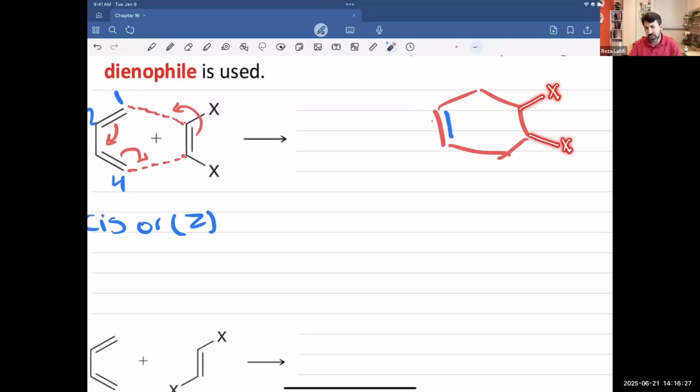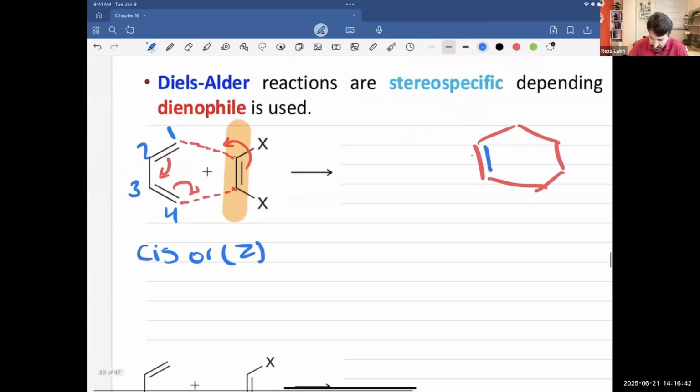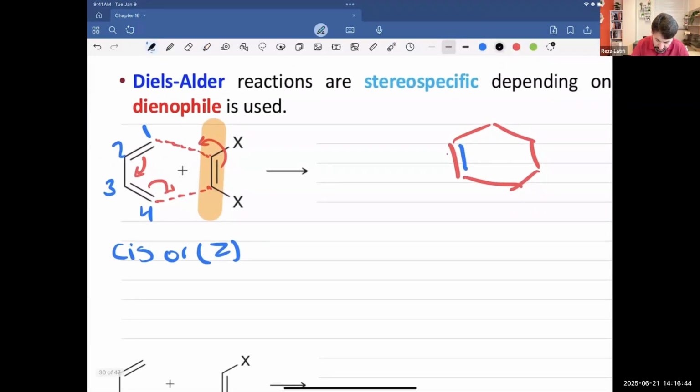Now, where should I show them? Like up or down? And use this trick. Just simply highlight the double bond, and anything on the left side of the double bond, send it down. What do I have on the left side of the double bond? We have hydrogen. Let's call this 1. Then we have hydrogen here, we're going to call it 2. So hydrogen number 1 and 2, they will be pointing down.